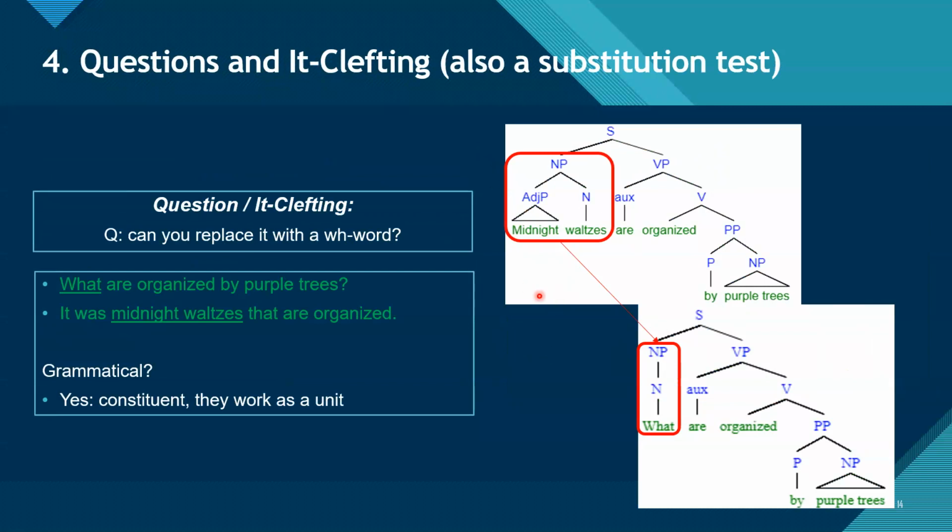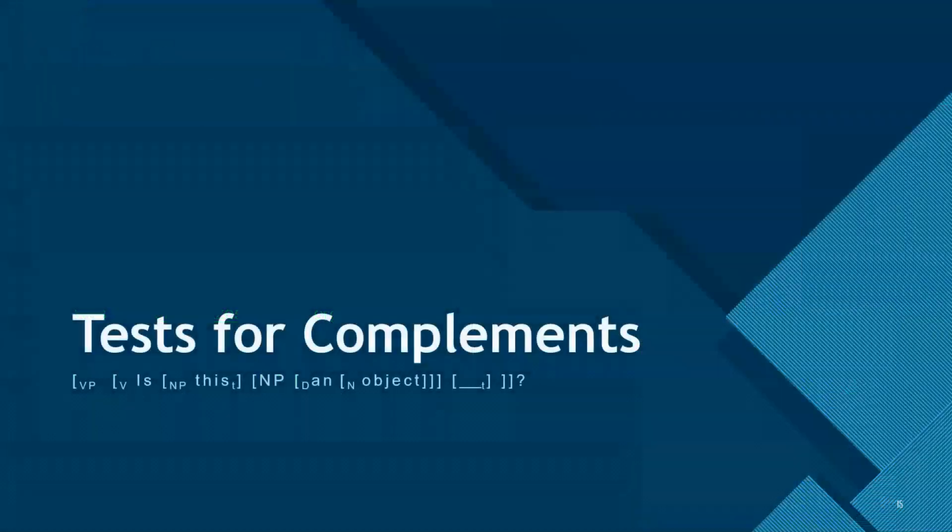The last one, question and it-clefting. These are fun. We have midnight waltzes. Let's substitute it. What if I don't know what the purple trees are doing? What were they doing? Or what was it that they were organizing? What are organized by purple trees? We can substitute the entire phrase of midnight waltzes as what. And that tells us that this whole unit, if we circle this tree here, this node, that's a constituent. You can also it-cleft. It was midnight waltzes that are organized by the purple trees. So that's how we do constituent testing.